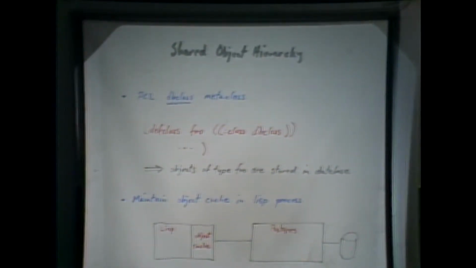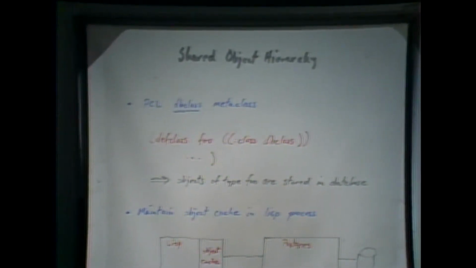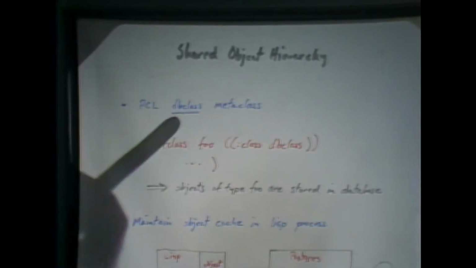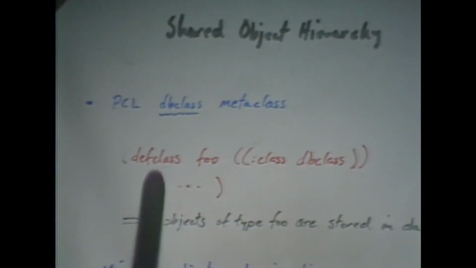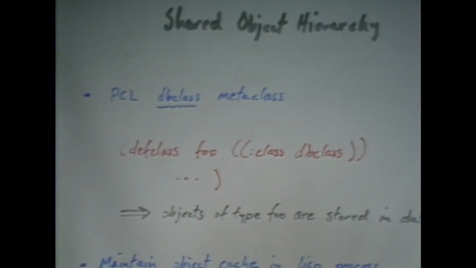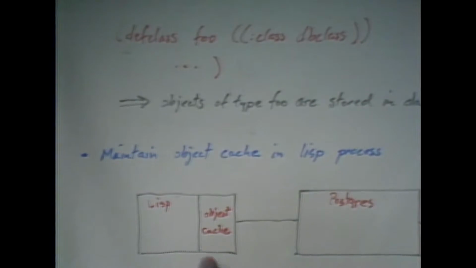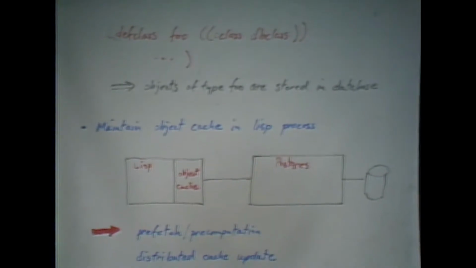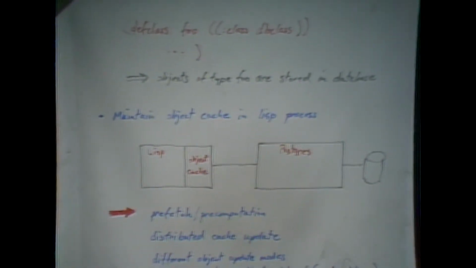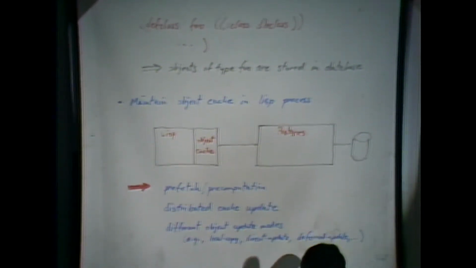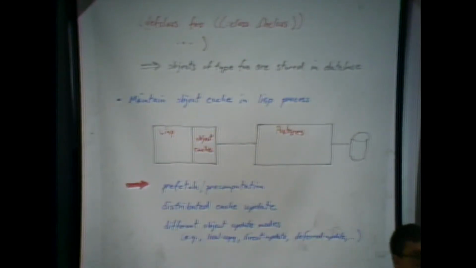Okay, the shared object hierarchy. This part is not really done yet, so this is really futures. Basically, what we're going to do is define in PCL a metaclass called DB class, and then anytime you define a class which is of class DB class, then objects of that instance will in fact be stored out in the database system. And what we're going to have to do in the Lisp system is maintain an object cache to fetch objects from the database system into this object cache. And I've written a paper on a design for that object cache, including prefetching and some pre-computation of the objects which are being stored out in the database system, since they are going to be normalized into a tabular representation.